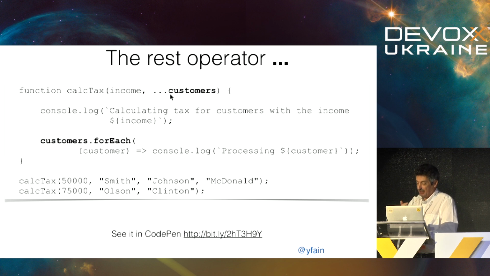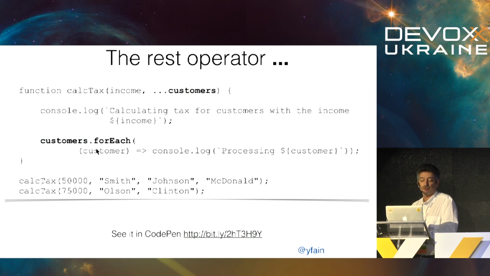What I'm saying is, give me the first argument as they invoke it, but the second, or maybe third or fourth, all other arguments, place in an array and give me that array. And I want to refer to it as customers. So in this case, I'll print calculating taxes for customers with income. This is the first argument, right?